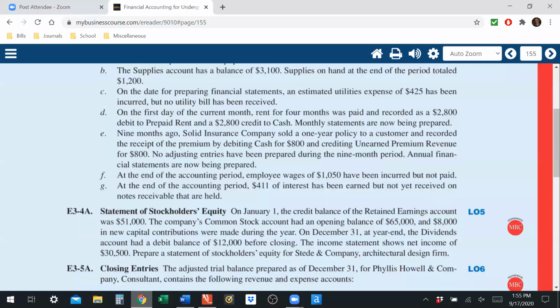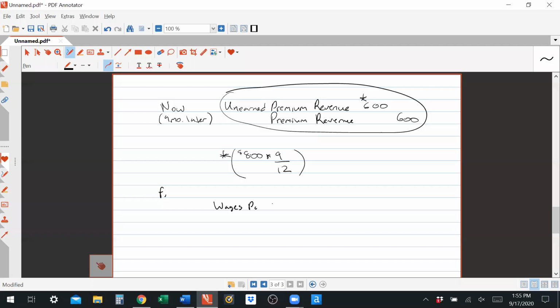F, at the end of the accounting period, employee wages of $1,050 have been incurred but not paid. We owe them $1,050, credit wages payable. We increase the liability with a credit. What do we debit? Have we incurred an expense? Yes, we have derived the benefit from them working for us. So we've incurred wages expense.